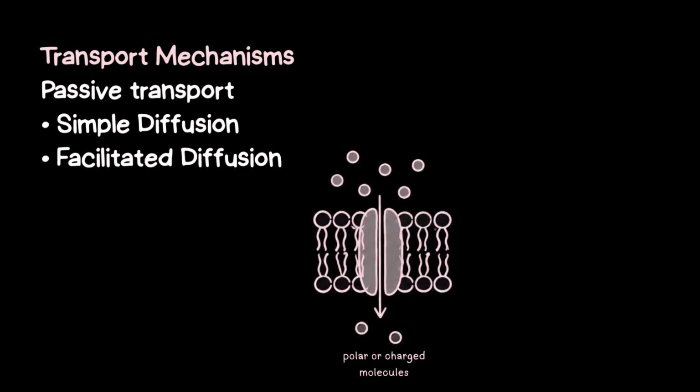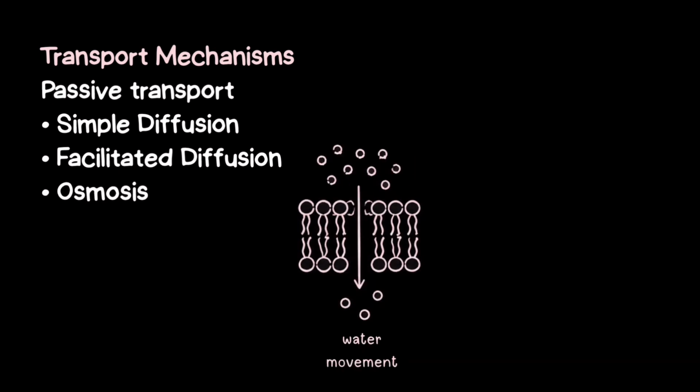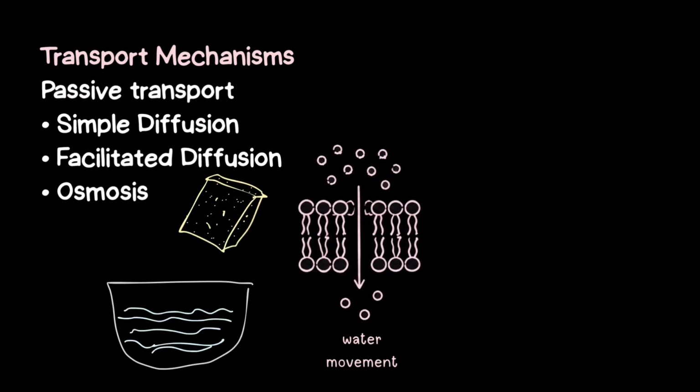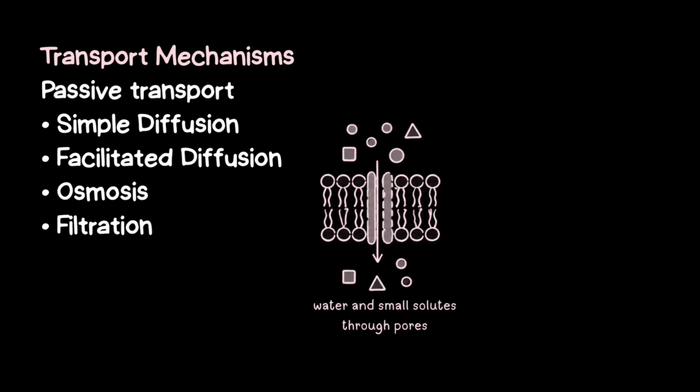Facilitated transport works the same way, but molecules need protein helpers to cross the membrane, like entering a building using a door. The molecules cannot pass through the wall by themselves, so they use a protein, or the door, to get across. Osmosis is the movement of water across a selectively permeable membrane from an area with more water to an area with less water. Like a dry sponge soaking up water, water moves to where there's less.